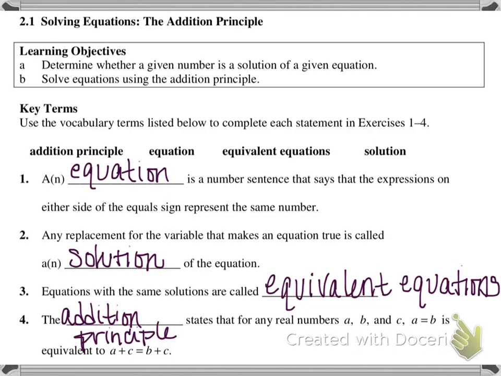So whenever you see an equal sign, that is an equation. If there is not an equal sign, it's not an equation, it's an expression. Any replacement for the variable that makes an equation true is called a solution. Equations with the same solutions are called equivalent equations, and the addition principle states that for any real numbers a, b, and c, a equals b is equivalent to a plus c equals b plus c. In other words, if you add the same thing to both sides, you maintain equivalency.